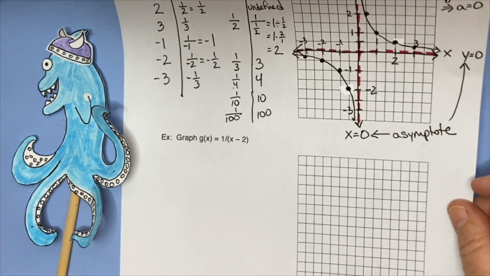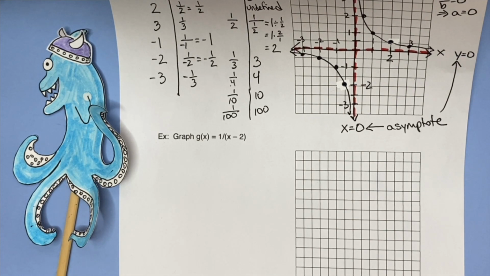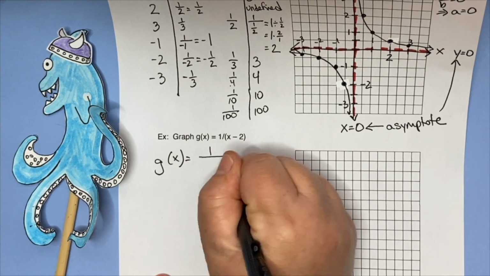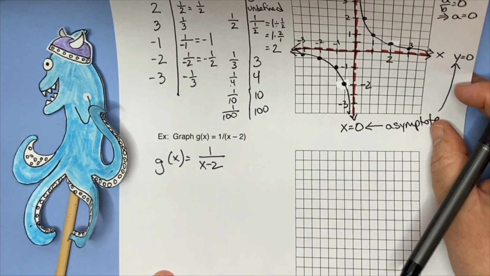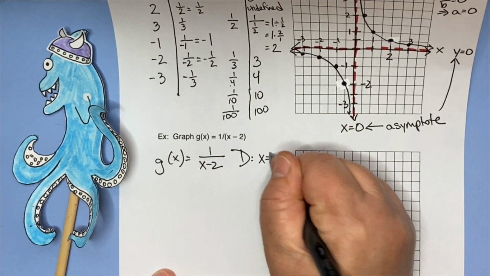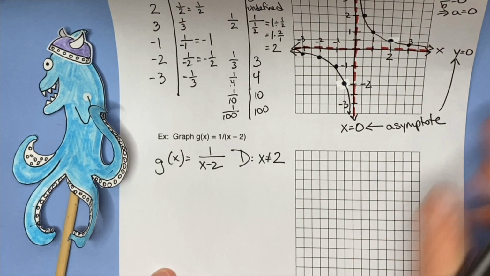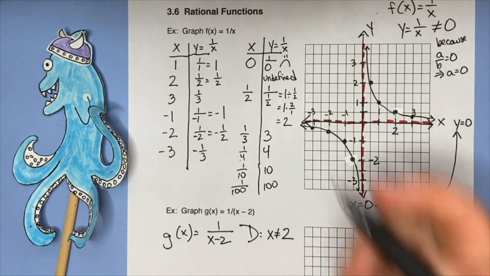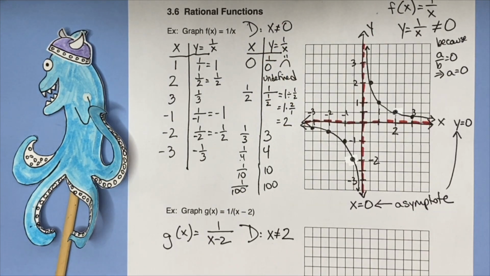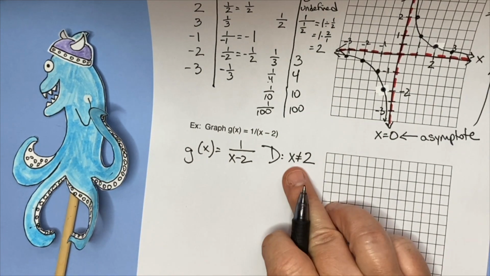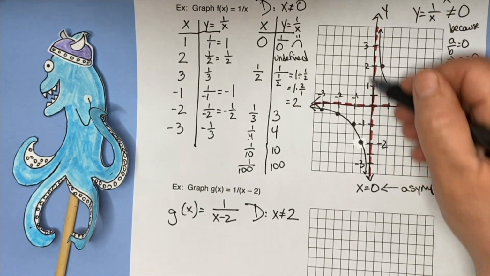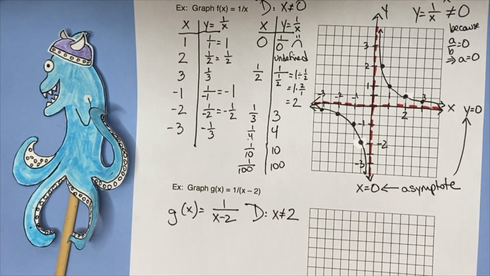Now, how could we guess that without even thinking about the transformation? Well, if we've got g of x is equal to 1 over x minus 2, and we say, what is the domain? Well, we would say, oh, don't let x equal 2, right? Just like up here, the domain was don't let x equal 0. So if x cannot be 2, then we just take this asymptote and shift it over.